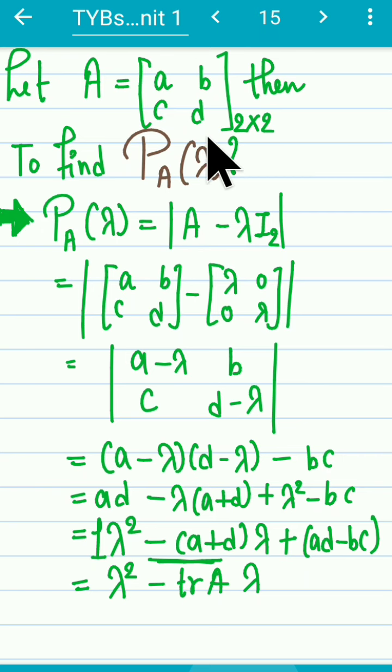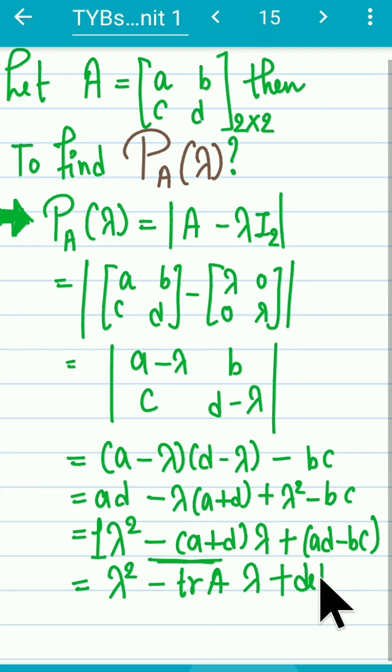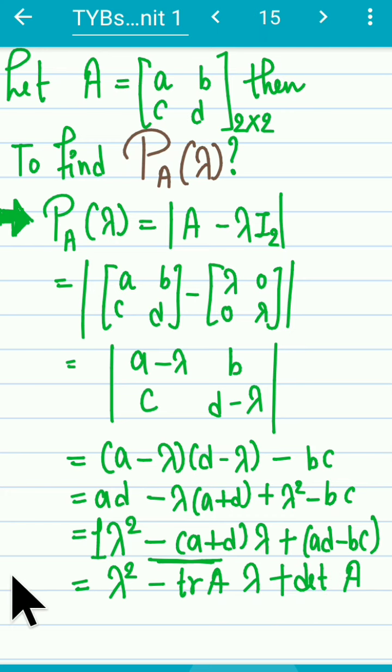Whenever I'm using the word diagonal, that means we are considering this. Okay, main diagonal is this. Okay? So trace is nothing but the sum of the diagonal entries. So it is A plus D, correct? So the coefficient of lambda is trace of A. Okay, the last one, this is literally simple, AD minus BC. AD minus BC is nothing but the determinant of A. So it is plus determinant of A. So I found this formula.